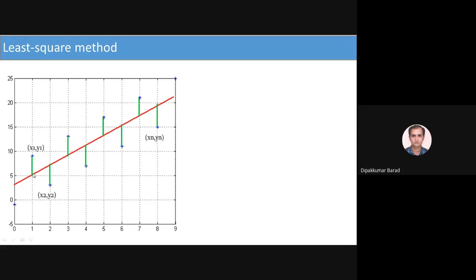So how do we find the distance? By taking the square of the difference. We take the square of the differences and the sum of all the squares of differences, and we find which one is minimum for this curve.